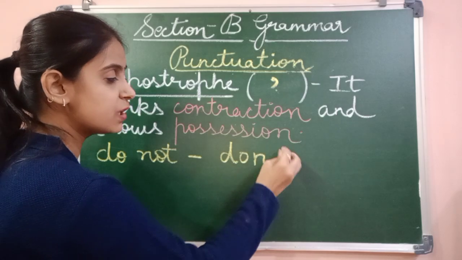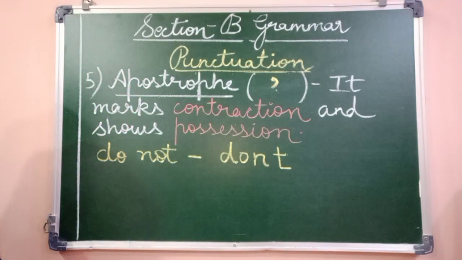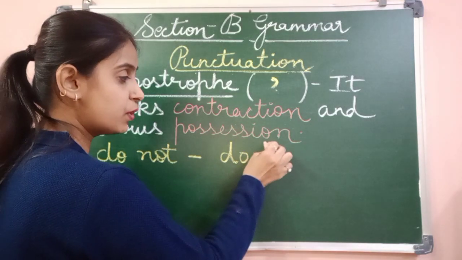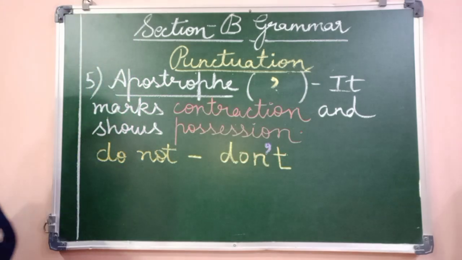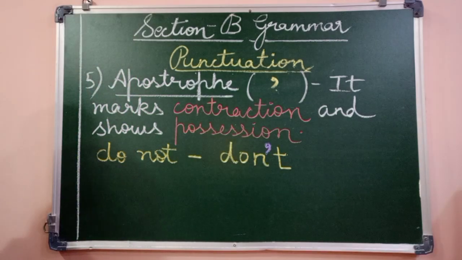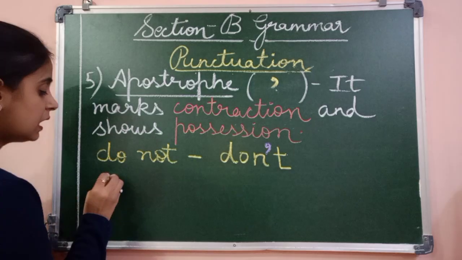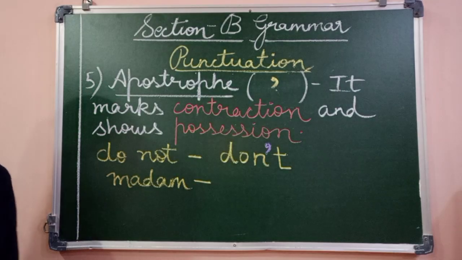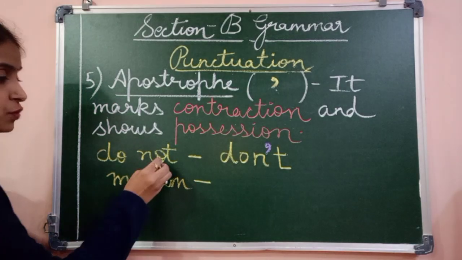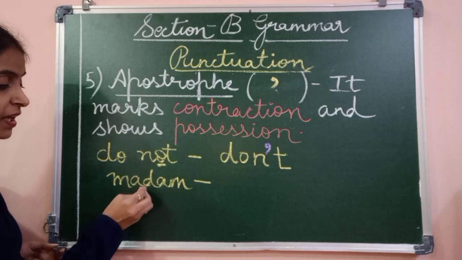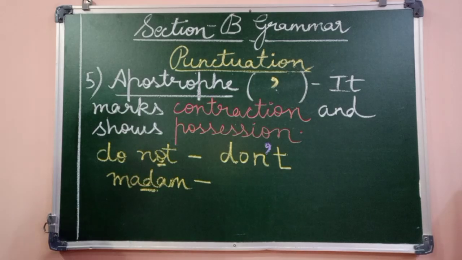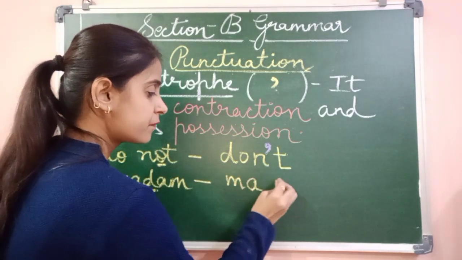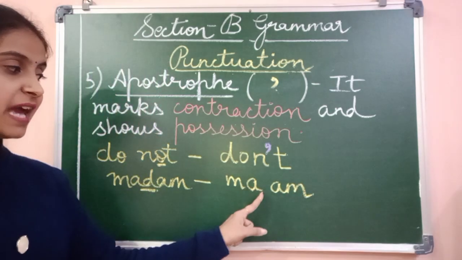D-O-N, and we skip the letter O and simply we write T. Now when we skip any letter, then in place of that letter we put an apostrophe. Okay, so we write don't like this. Now I give you one more example. For example, there is the word madam, which is a very common word, right? Here we omitted the letter O, and here we have to omit the letter D. So the contracted form or the short form of madam will be ma'am. Okay, so we have missed D here.